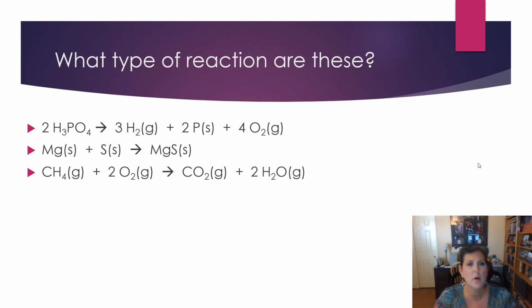All right, the second one, Mg solid plus S solid makes MgS solid. Magnesium plus sulfur made magnesium sulfide. They joined together. What's that? Combination, right? They combined. They joined together. Combination. Good job.